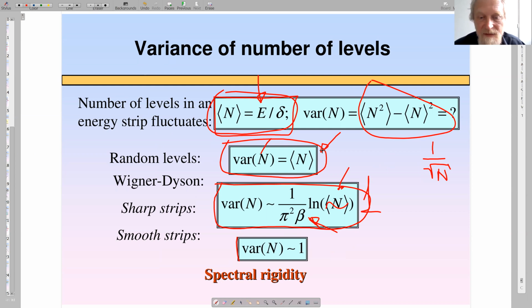And this property is called spectral rigidity. What does it manifest? The levels are not independent. The levels come from the same random matrix. That's why they correlate.